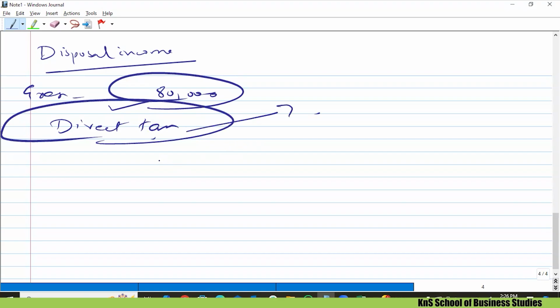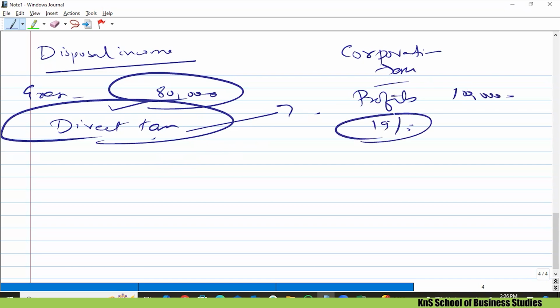So this is direct tax. Now, let's say a company pays corporation tax. You will have your profits, let's suppose 1 lakh, out of which you will be paying, let's say, 19%, whatever the rate of corporation tax is. This would be deducted, and the company is going to have the remaining profits. So direct tax works like that.